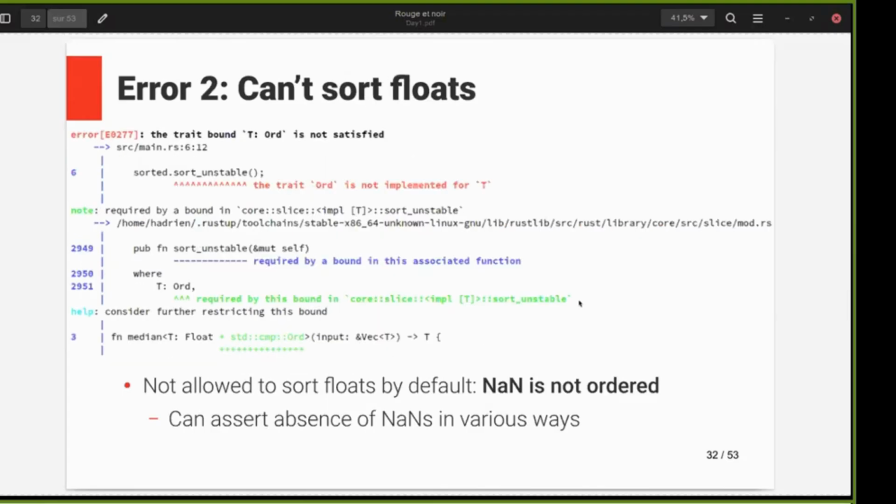Second, the compiler complains that we are not allowed to sort floating point data because floating point types allow for the NaN value, which is not ordered, and thus, sorting unordered data does not make sense. If we know that we will not get NaN in our inputs, we have various ways to assert the absence of these in our code.